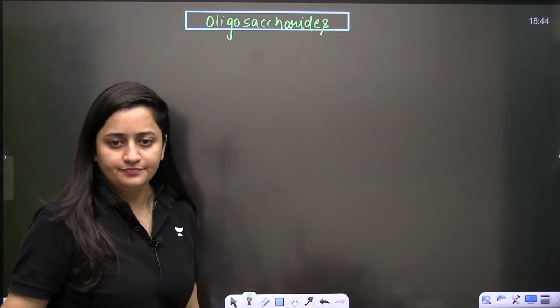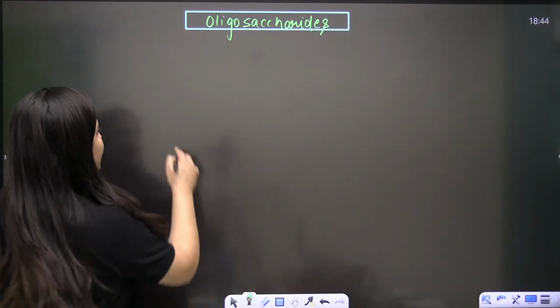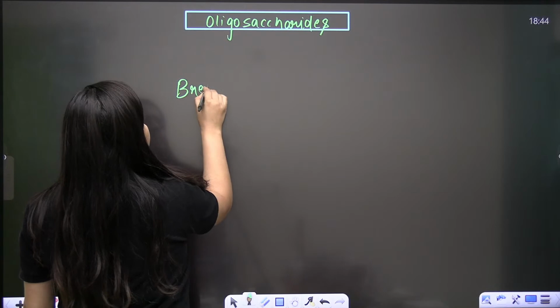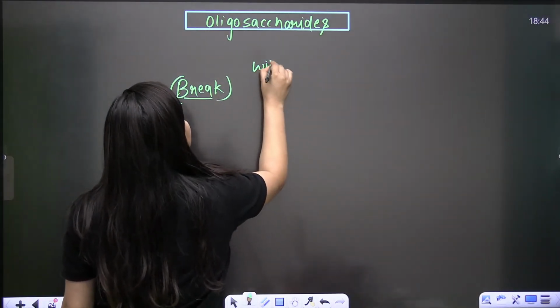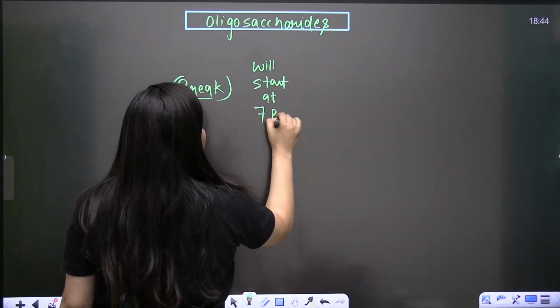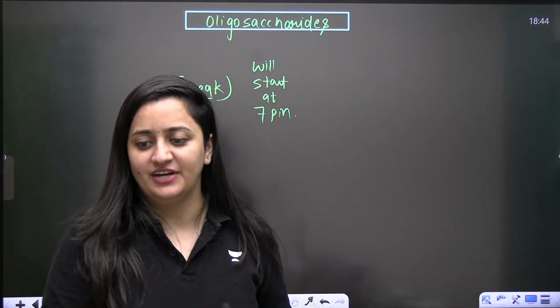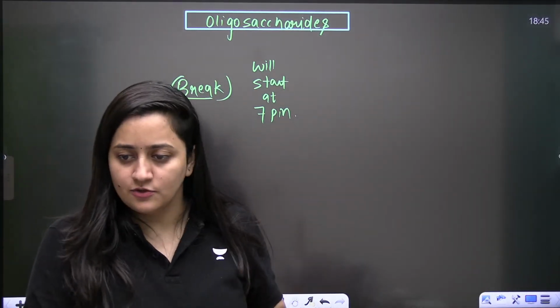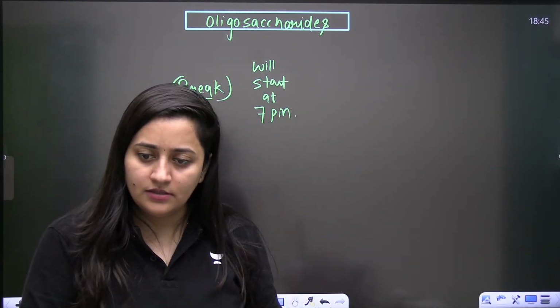Fine, so we'll start it after a break. Now you will get a break for 15 minutes. We'll start at 7. Basically, it's a tea break. I am a tea addict. I need my tea desperately. Fine, then we'll resume.